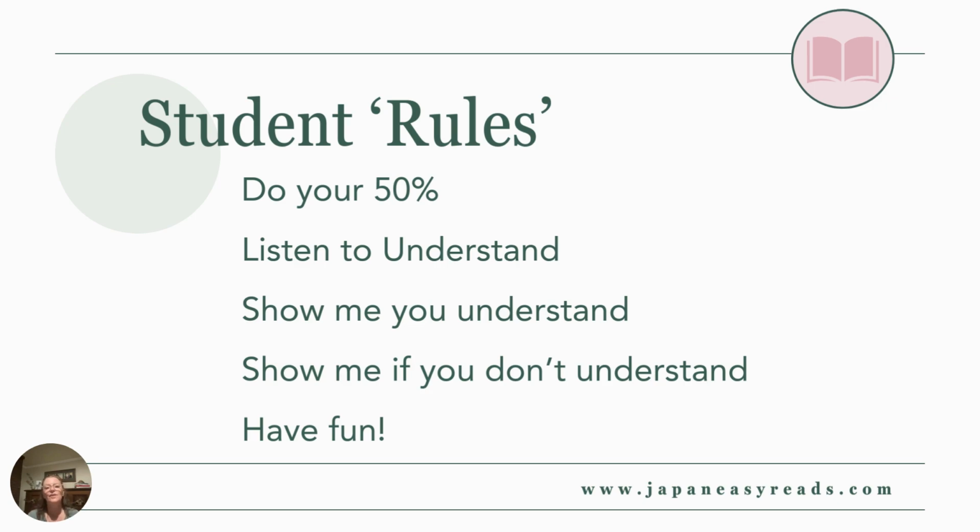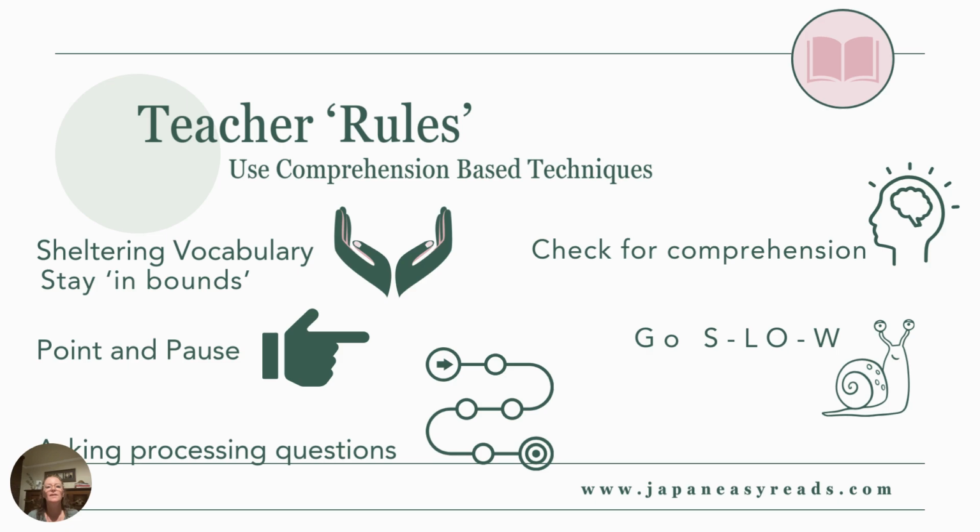So once the students know their rules and expectations, I also explain to my students that we understand more than we can say, and that's normal. My 50% means that I will make sure everyone understands the story. If someone doesn't understand it, it's either one, I'm not doing my 50%. I'm going too fast. I'm not making the meaning clear. I'm not doing enough gestures. I'm not pointing and pausing.